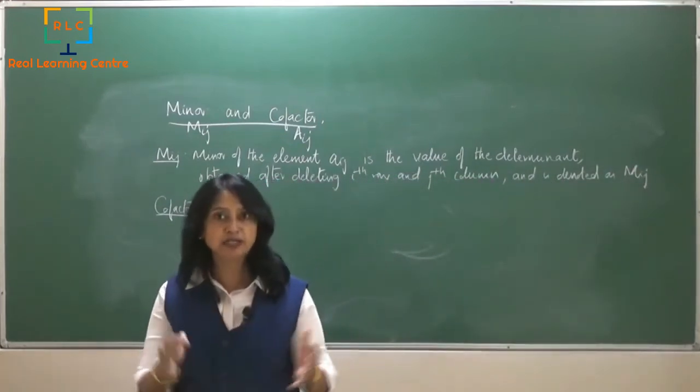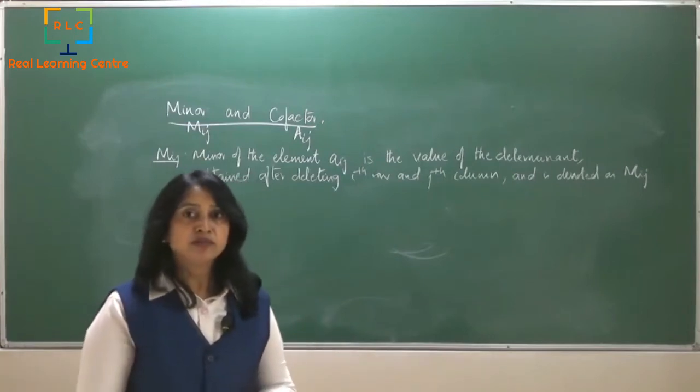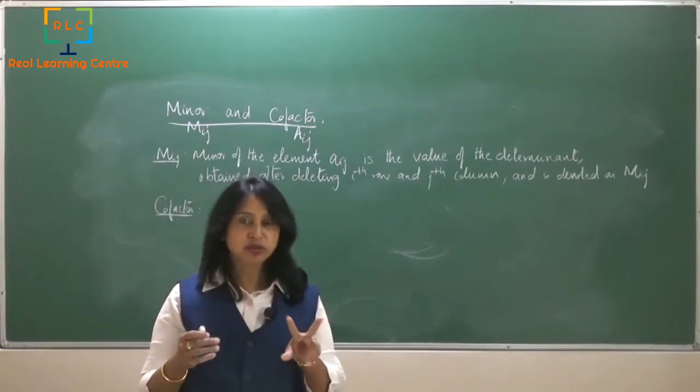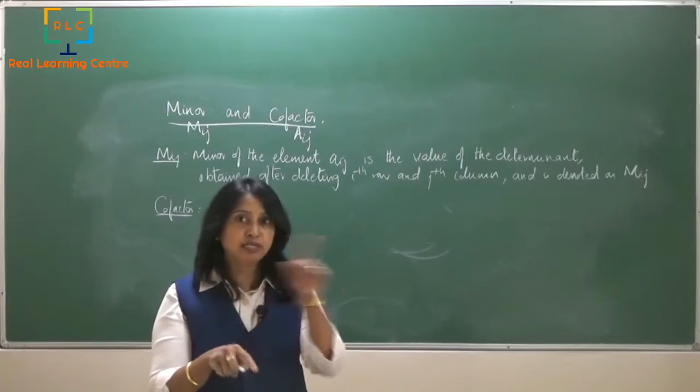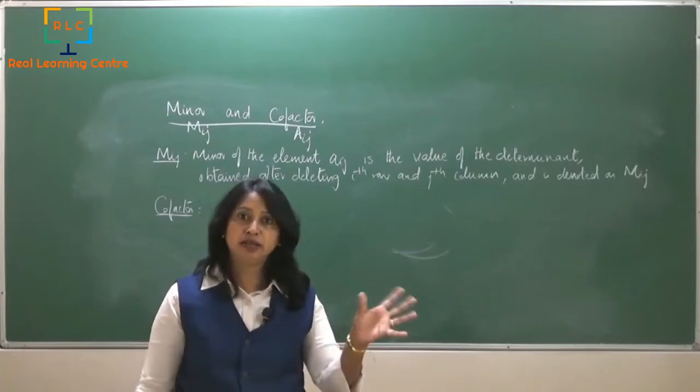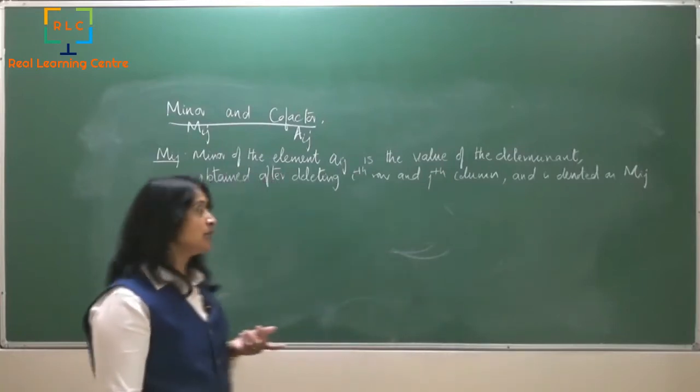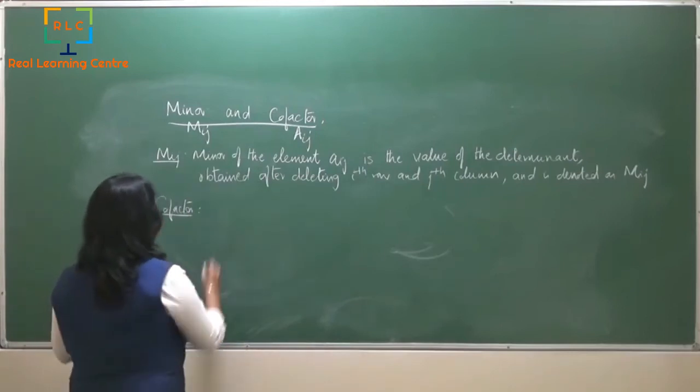So you know what a minor is. Minor you have already learnt till now. If I want the minor of 2, wherever 2 is present, that row and that column you delete, and then you expand the determinant, you will get the minor. Okay. So now what is a cofactor?